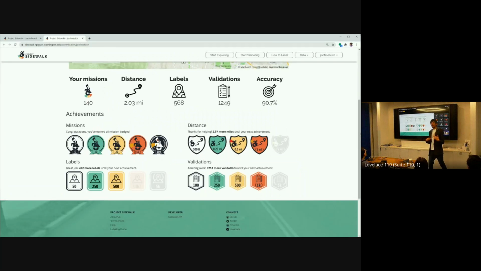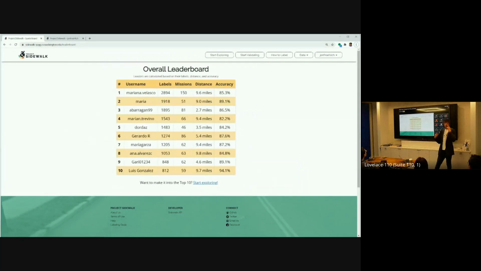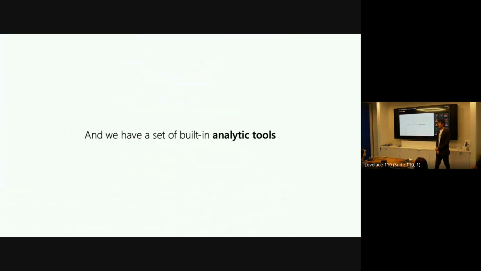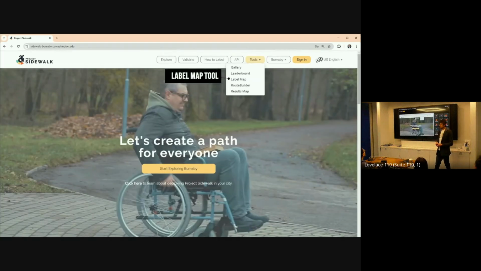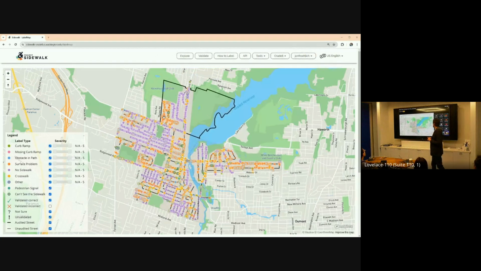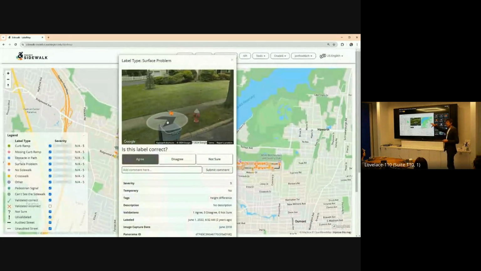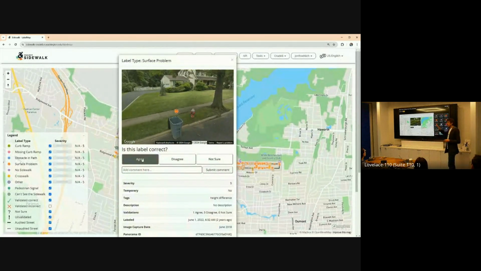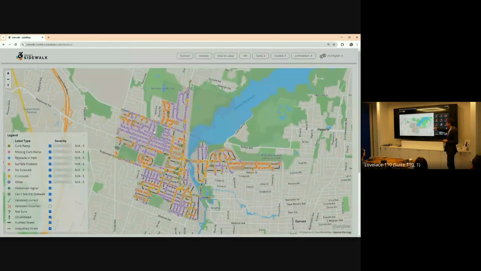And we also try to make it fun and educational. We have these mapathons, we work with after school programs, we have leaderboards, which work really well in those contexts. And we have a set of built-in analytic tools. So for example, this is label map. And here we're just looking at a top-down visualization of all the labels, and it's color-coded. And we can also give some feedback for validation.